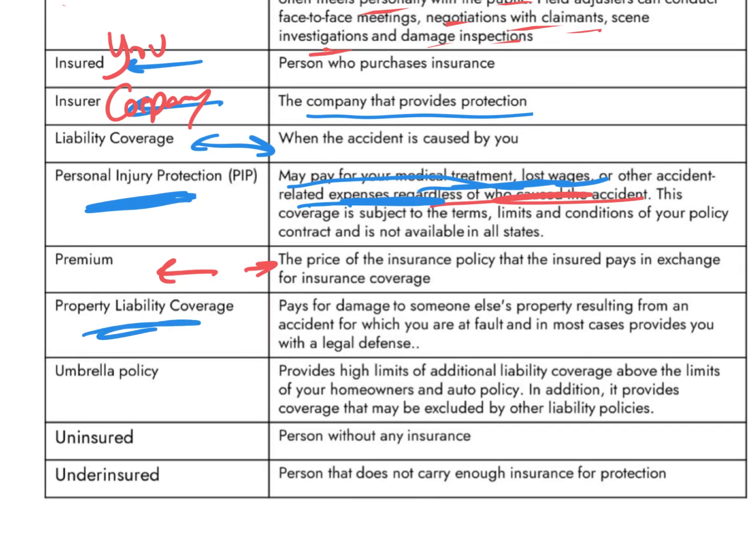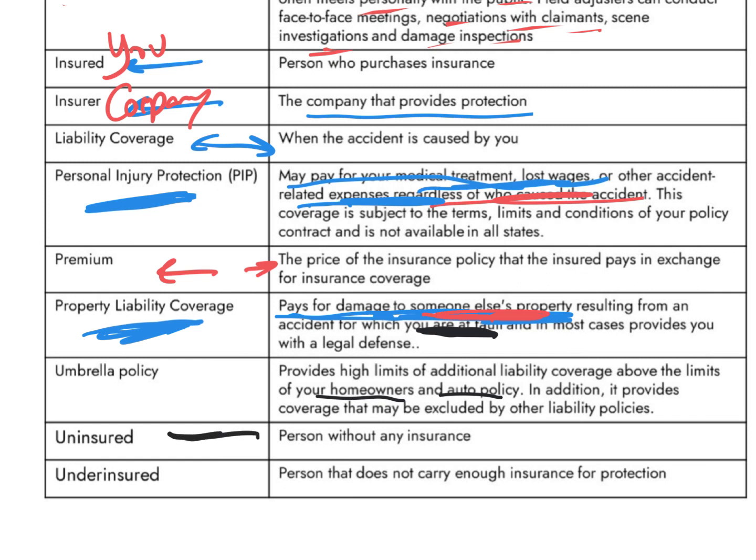Property liability coverage pays for damages to someone else's property if you are involved in an accident. So property liability pays for damages to someone else's property, someone else's car that you were involved in an accident with. And property liability coverage applies when you are at fault in an accident, when the accident is caused by you. An umbrella policy is basically when you group a bunch of different types of insurance together. So like homeowners and your car insurance, maybe your life insurance.